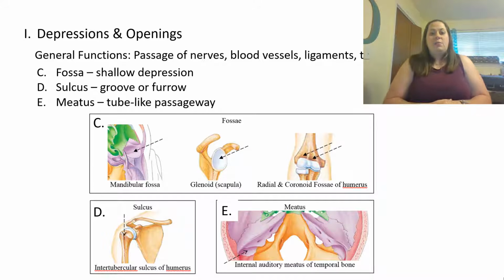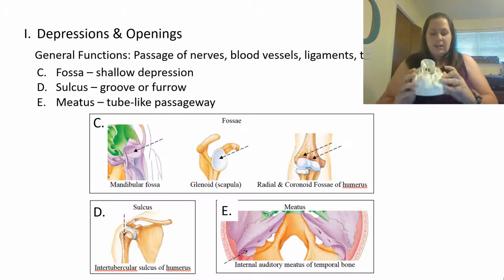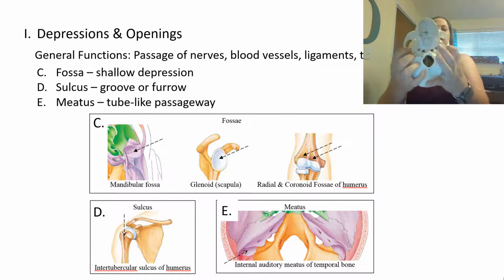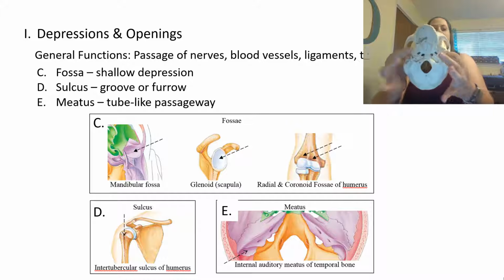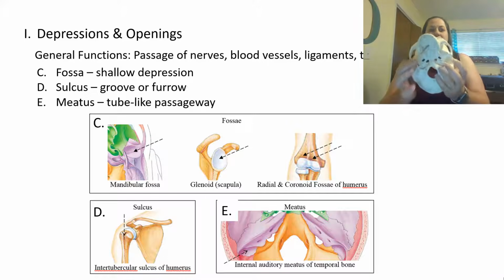We also see that there's what we call a fossa. A fossa is a more shallow depression. A fossa is not going to be an actual hole, but it's going to be a depression. And so again, here on the skull, these little guys right here are going to be fossas. This is going to be where your mandible actually comes in and attaches to the skull.